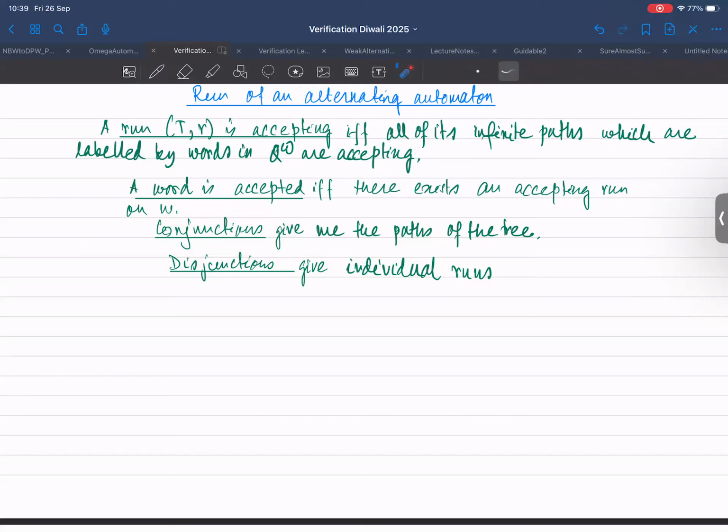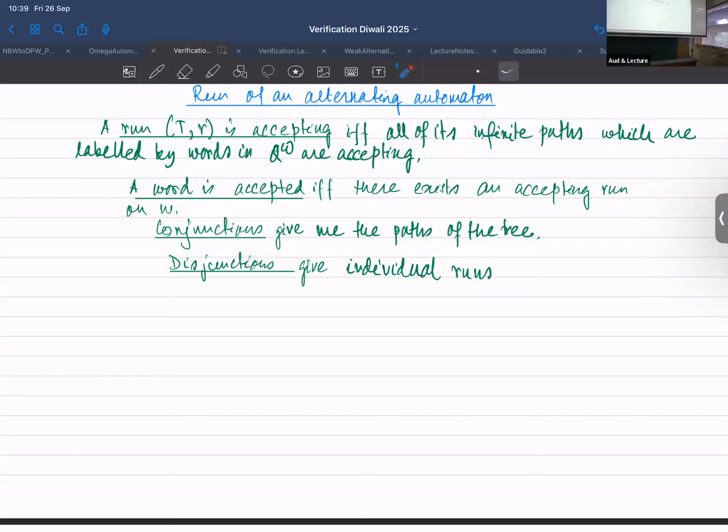Okay. But a run itself is a tree, right? Run itself is a tree. You are right. So what is the question? So then conjunctions would be a tree as well, right?